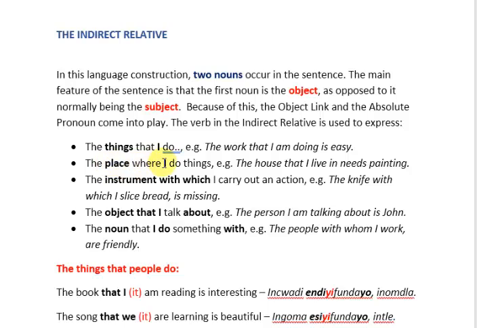The place where I do things, there the absolute pronoun comes into play. The instrument with which I do something, again absolute pronoun. The object that I talk about, again absolute pronoun. And the people or the noun that I do something with, in the company of, again this makes use of the absolute pronoun.